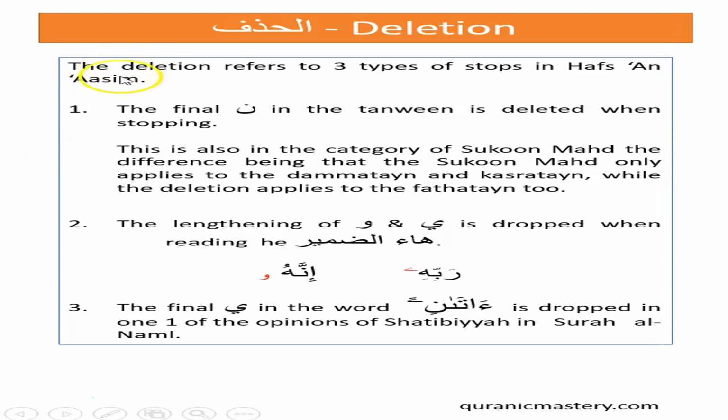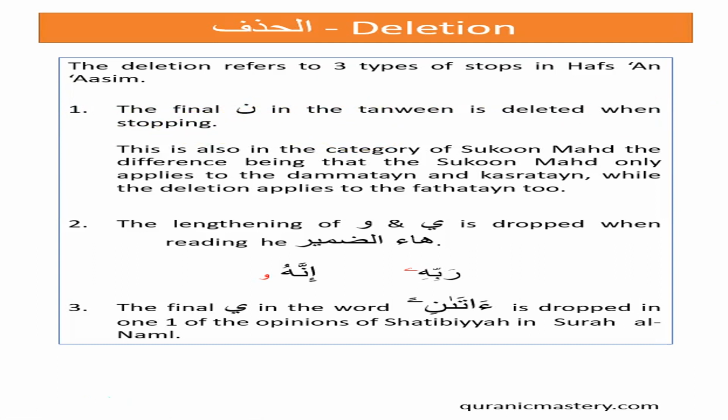Al-hadhf means just to delete. So that's the definition. The deletion refers to three types of stops in Hafs and Asim. So the final noon, number one, the final noon which is in the tanween is deleted when stopping. Now we have taken a lot of examples of this.